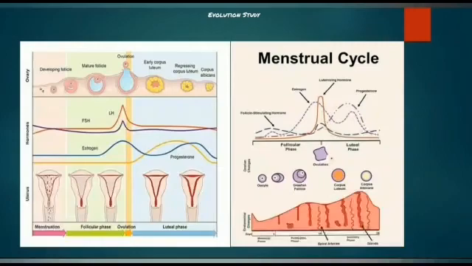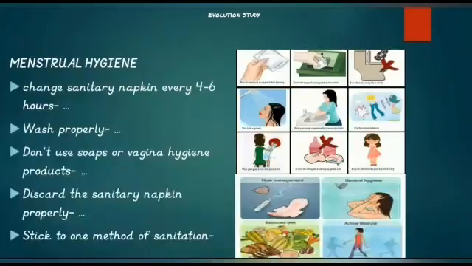Now, here are some necessary things which one needs to follow for their menstrual hygiene. Change the sanitary napkin every 4 to 6 hours. Wash properly. Don't use soaps or vaginal hygiene products. Discard the sanitary napkin properly and stick to one method of sanitation.